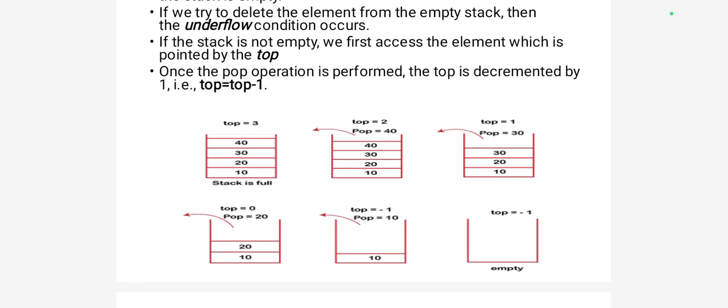Now see here in the first diagram, the stack is full. Why? Because here the stack contains 4 elements and top is at max minus 1 position. Here the topmost element is assigned to a temporary variable, for example x. Then top is decremented by 1. Here top is at location 3 and top is decremented by 1, so top is equal to top minus 1, so top reaches location number 2. Likewise, at the time of deletion operation, at the time of pop operation, top is always decremented by 1.